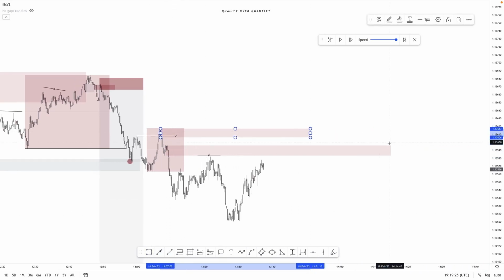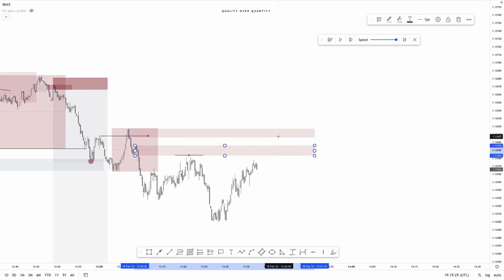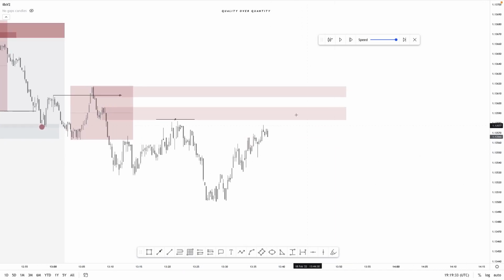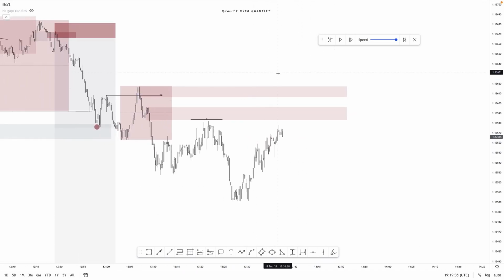I want to see price tap one of these. If it's the extreme, for me it's better, because when it's at the extreme I can be more aggressive, and the reason I can be more aggressive is because there's no other level above it. Right here I want to see proper confirmations, because if I'm very aggressive here, price could very easily induce me and take me out.